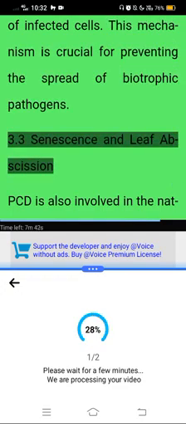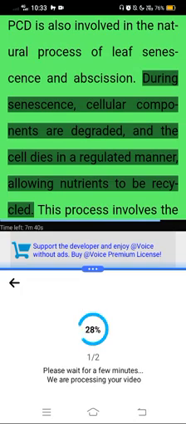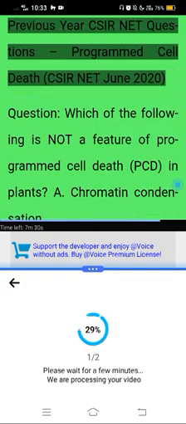3.3 Senescence and leaf abscission. PCD is also involved in the natural process of leaf senescence and abscission. During senescence, cellular components are degraded, and the cell dies in a regulated manner, allowing nutrients to be recycled. This process involves the breakdown of macromolecules, reorganization of cellular structures, and cell wall modifications that allow for leaf detachment.